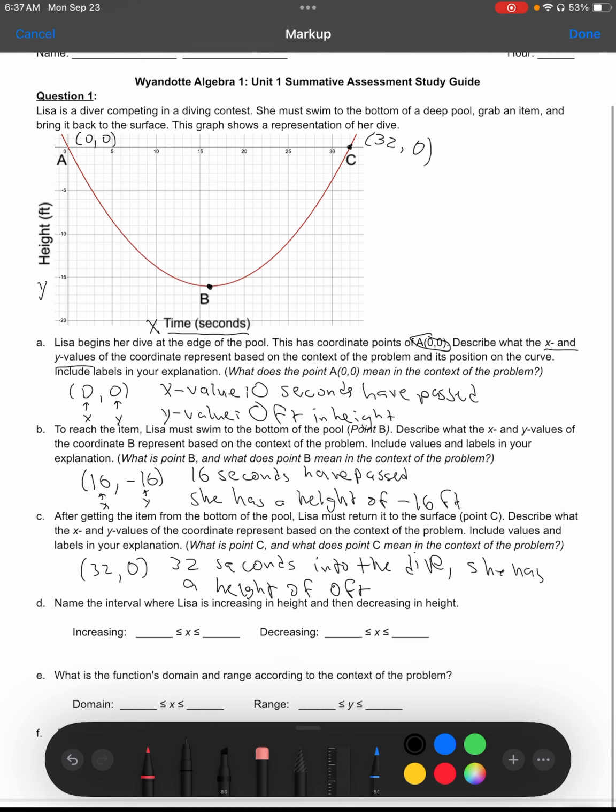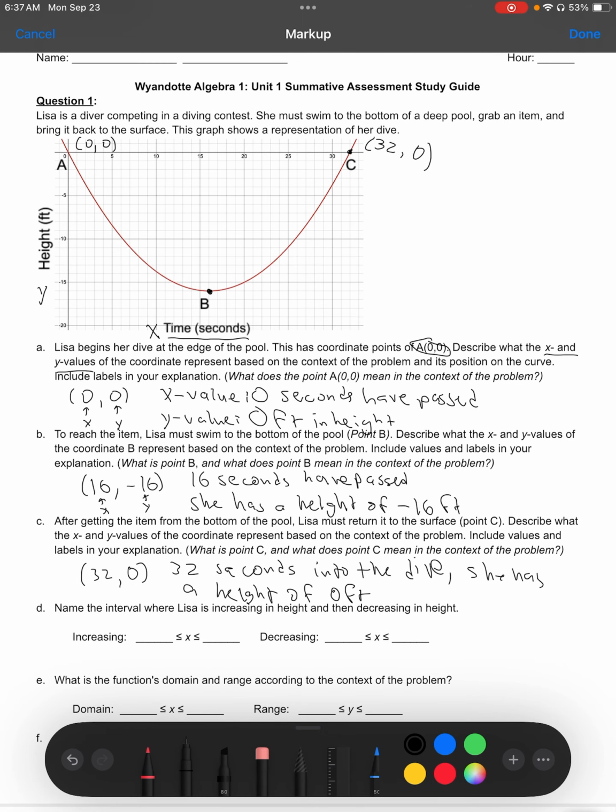Okay. Question D is asking to name the interval where Lee is increasing in height and then decreasing in height. First off, she's increasing in height when she's grabbed the item from the bottom of the pool and then goes up to the surface. So that would be this part of the graph right here, where the graph is going up in height, which is point B to point C.